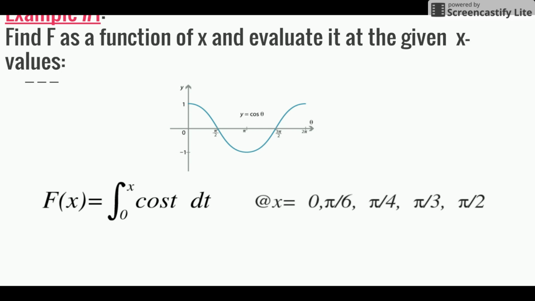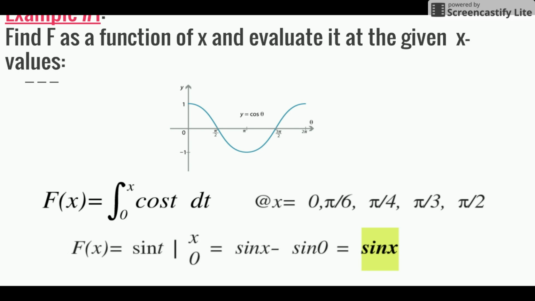So we're going to apply the fundamental theorem of calculus. We're going to get this function in terms of x. The antiderivative of cosine t is sine t, which we will integrate from 0 to x. That means sine of x minus sine of 0 is just going to equal sine of x. Again, this is the fundamental theorem of calculus. We're going to take what's highlighted in yellow and hold on to it, and plug our x values into the highlighted yellow portion.